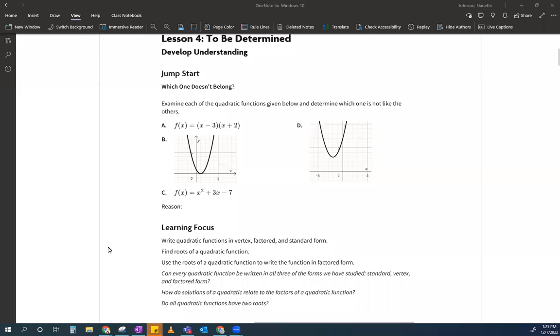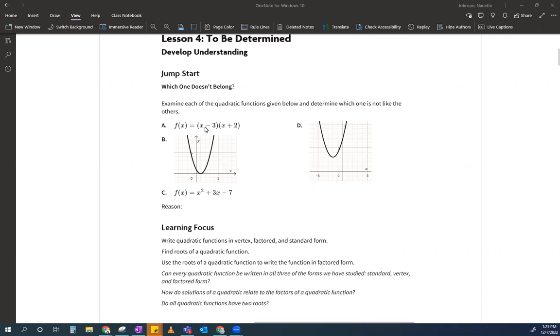Okay, so we're on 3.4, and what we're going to be talking about is the title, which seems to be determined. It's a very interesting title, okay? And later on, you'll understand why it's called that.